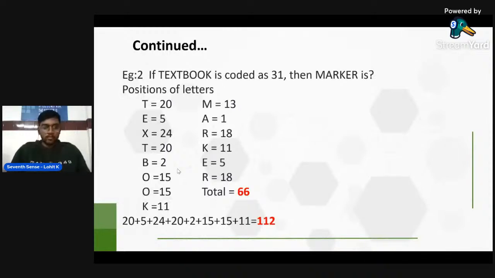So 12, I have got the answer. Is 12 correct? Just check. No, 12 is not correct. So just check your answer. What could be the answer here? Okay, I'll not waste that much time on this. 6 plus 6, you're saying it is 12. What is 6 plus 6? It is 12.